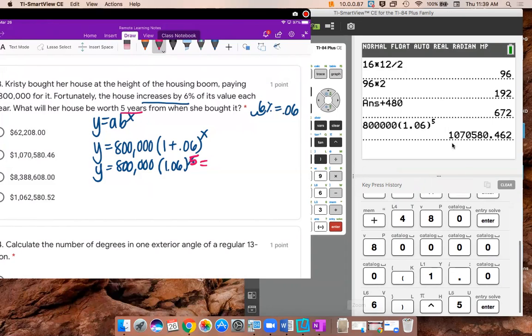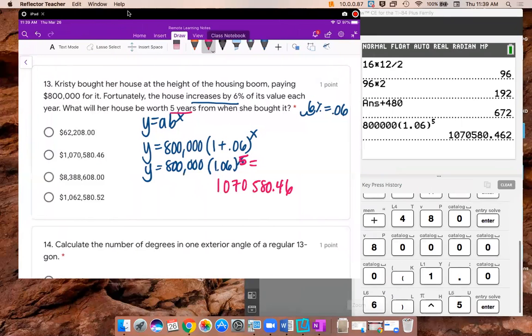Oh no, it gives you a right answer. So then that's your guys' answer is 1070580.46. So then your correct answer is this guy right here. I think I may have put an extra 0 when I was making my answers to this.